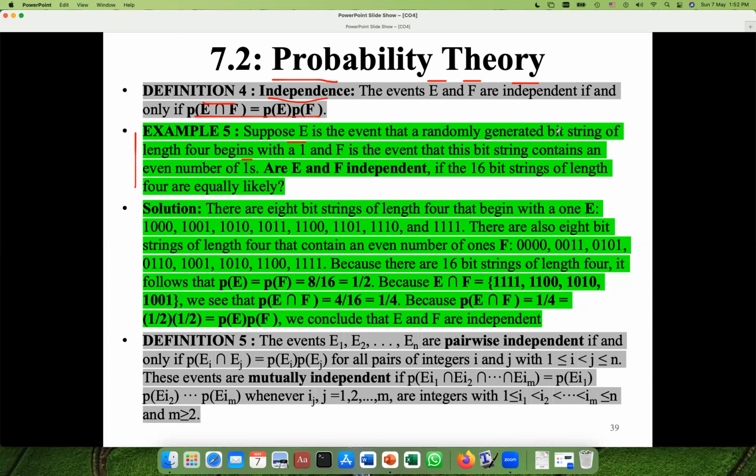And what is E? A randomly generated bit string that will start with 1. Are E and F independent? That is the question. We have to find this, given that the 16 bit strings of length 4 are equally likely. E is that it starts with 1, and F is that it contains an even number of ones. And if you know this equation for whether E and F are independent, then you can understand what you have to calculate.